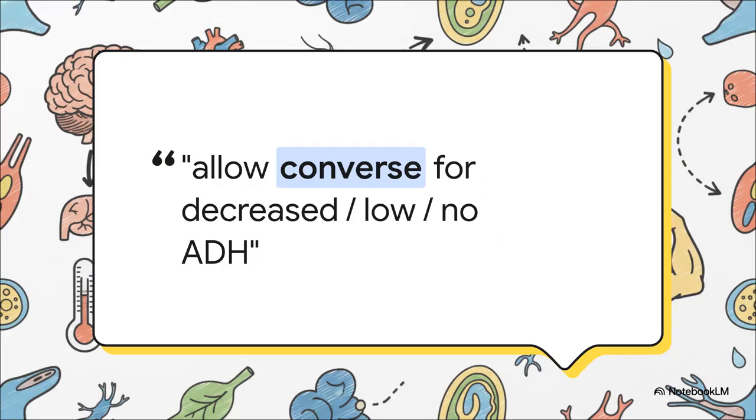And here's a pro tip for you. The mark scheme says you can also get marks for explaining the opposite. So, if ADH levels are low, you just flip the whole story. Low ADH means less water is reabsorbed, which means you produce a large volume of dilute urine. Knowing both scenarios makes your answer bulletproof.